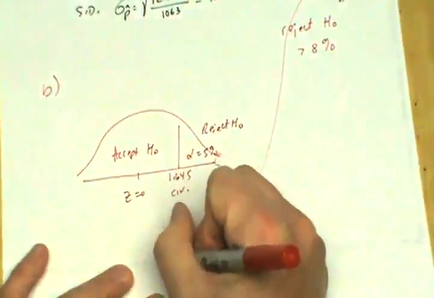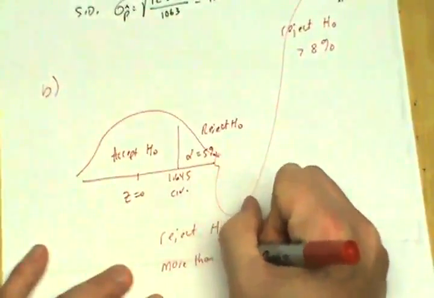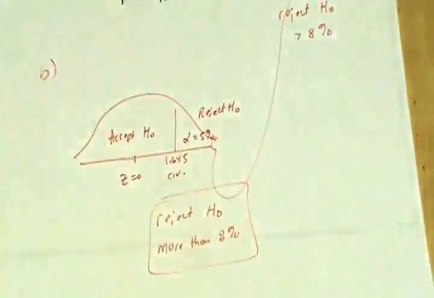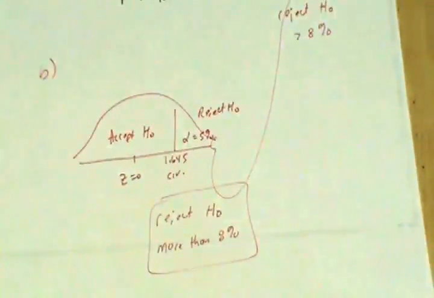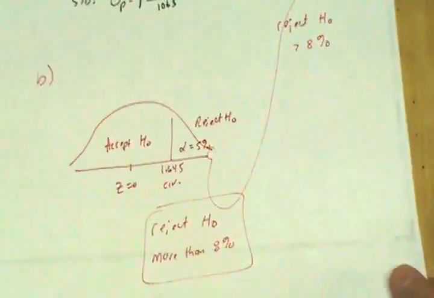And so we're also going to say we reject H0, and then we can either say it's greater than 8%, or it's more than 8%, or it's increased from 8%. They all mean the same thing. So male civilian incarceration rate has increased for men aged 20 to 34 in the U.S. with less than a high school degree.